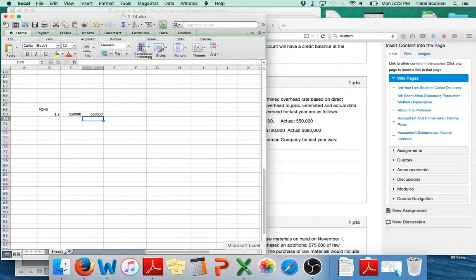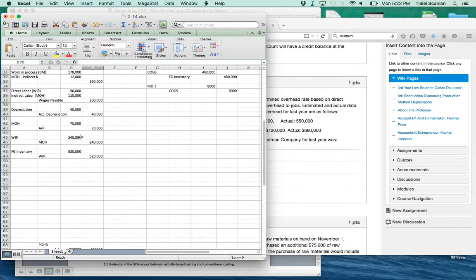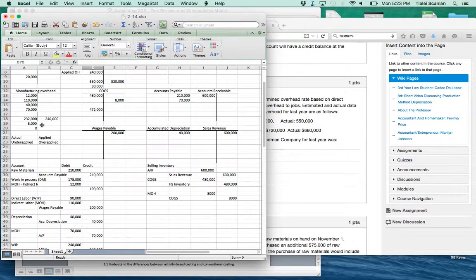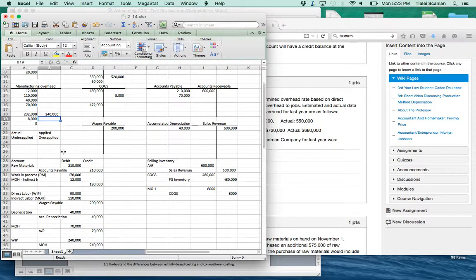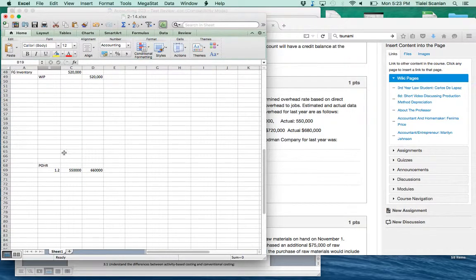So if we look back at our Excel sheet, we're here. It would be on the applied amount side. And then we would compare that to our actual to see if it was underapplied or overapplied. So our applied amount is the 660,000 and our actual was 680,000.